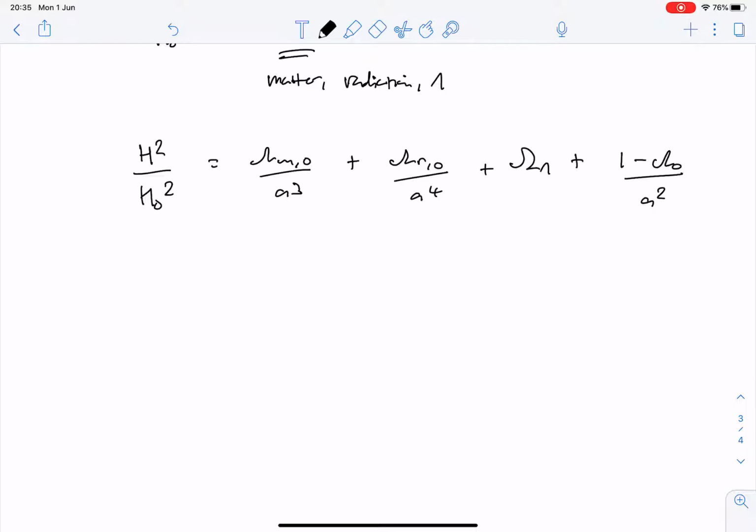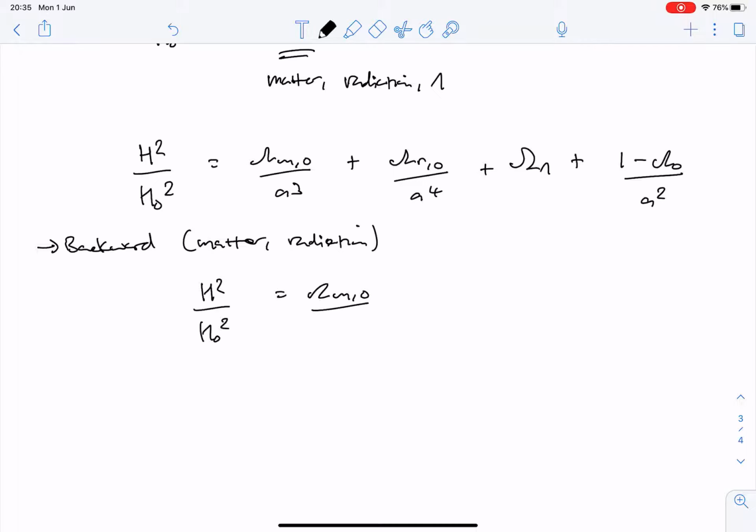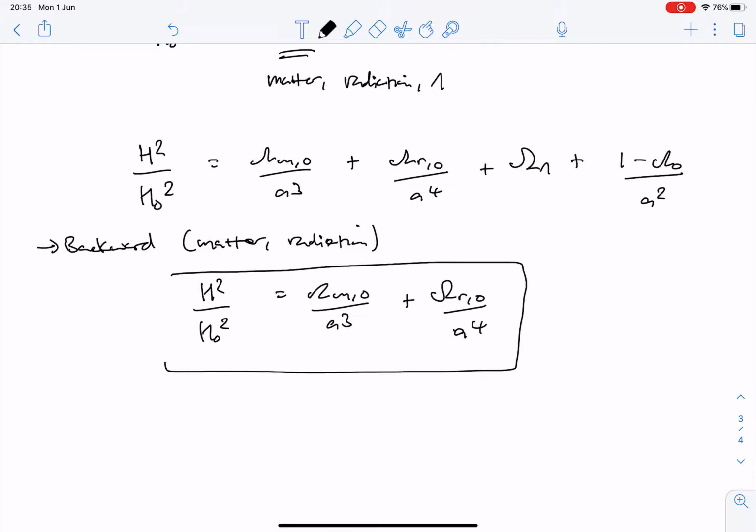I actually don't need to do that today. If I'm looking backwards in time, I am only caring about matter and radiation. Then I can write this as h squared over h naught squared equals omega m naught over a cubed plus omega r naught over a to the 4. Okay. So let's just box this, because I'm going to come back to this in a minute.